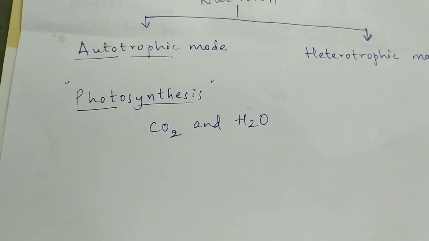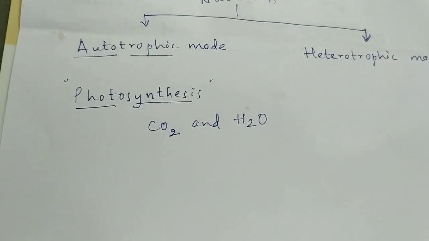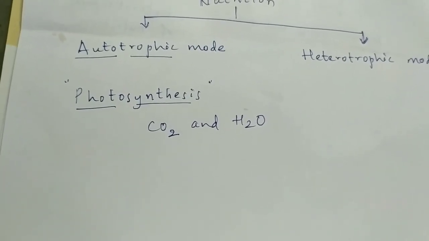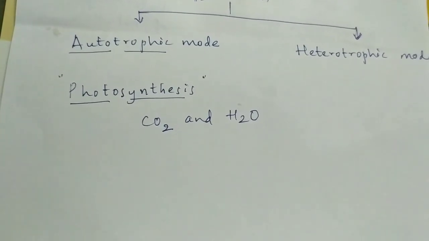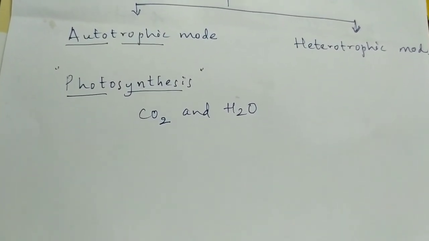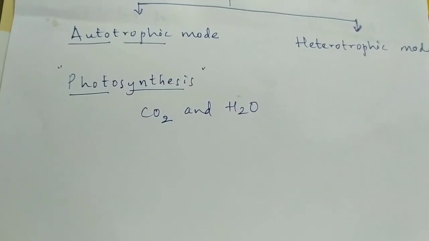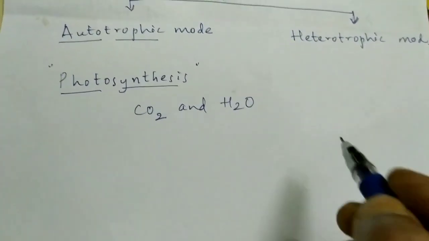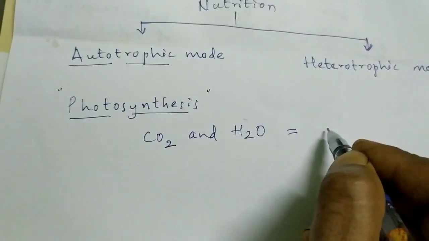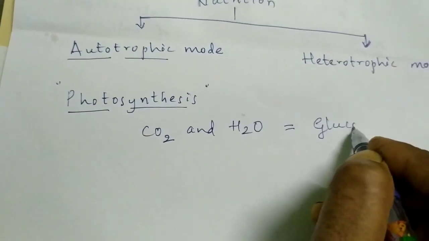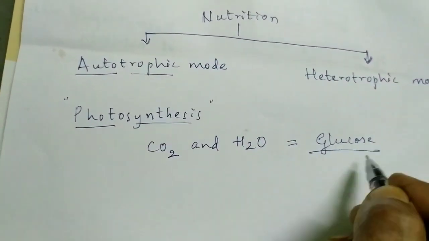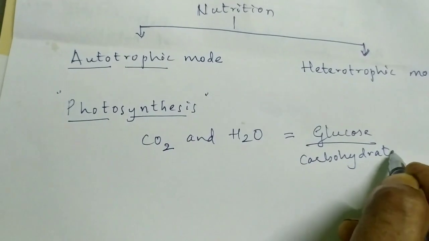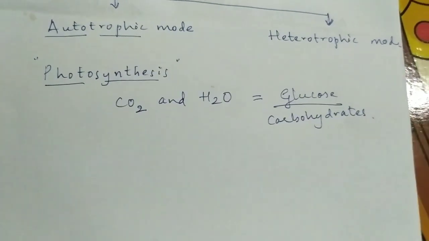Here, carbon dioxide and water are the basic raw materials for the process of photosynthesis. And photosynthesis can happen in the presence of sunlight. So only the name photosynthesis, where the synthesis of the food takes place in the presence of sunlight. What actually is the end product of photosynthesis? The end product of photosynthesis is nothing but glucose or carbohydrates.